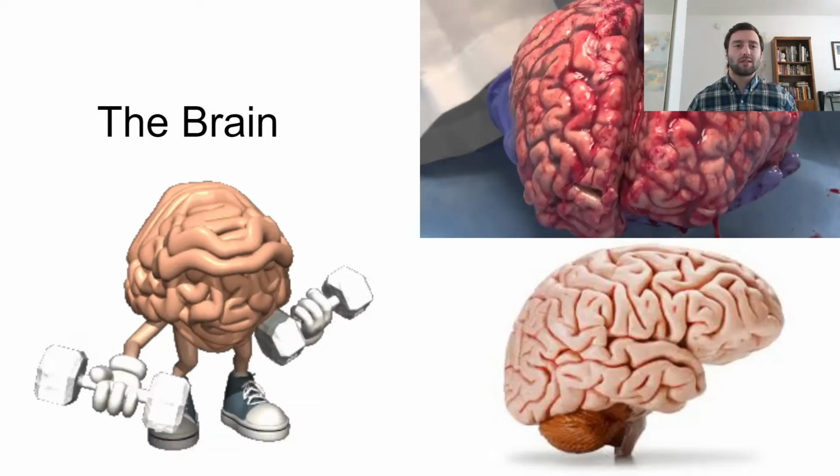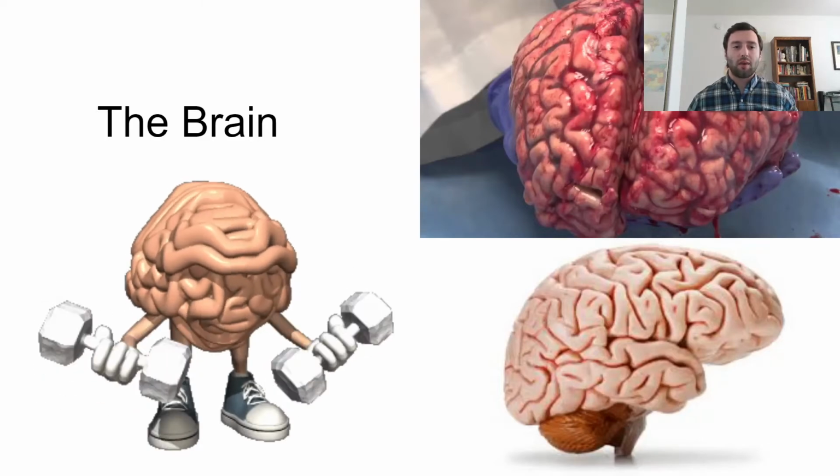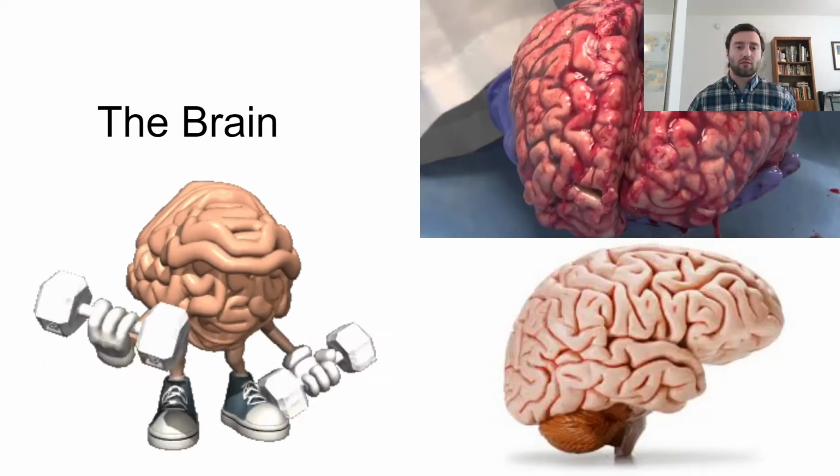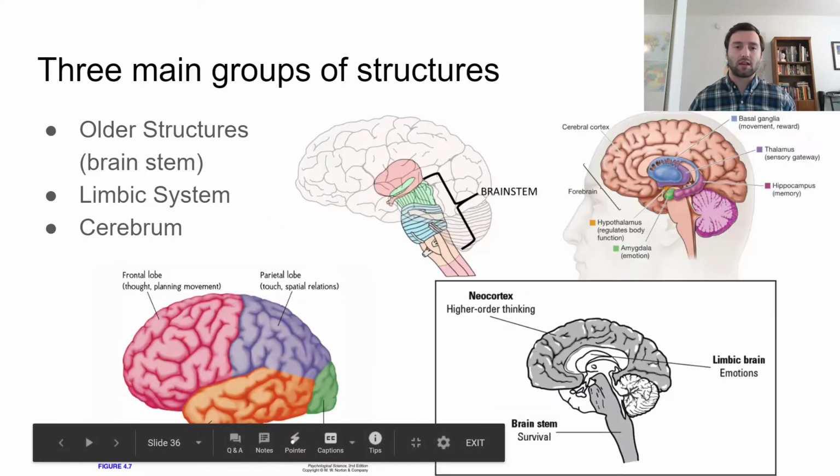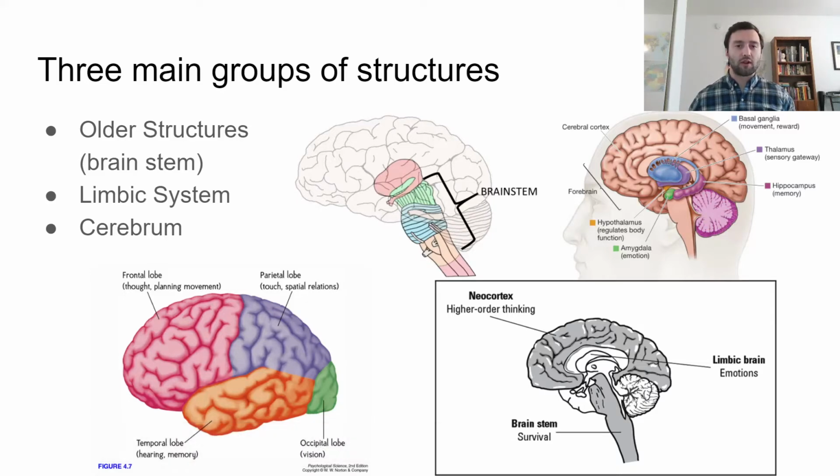What we're going to be talking about today is the brain. I'm actually going to split the brain up into 3 different sections, and we'll talk a little bit more about that on this next slide here. There are 3 main ways to group the sections of the brain. Technically, we could do it a different way as well.